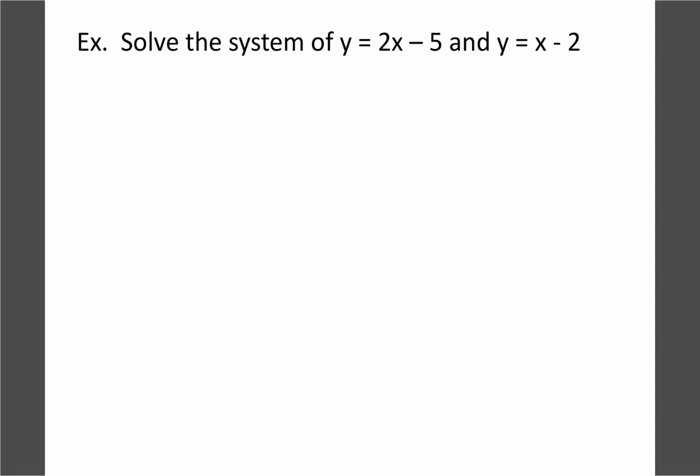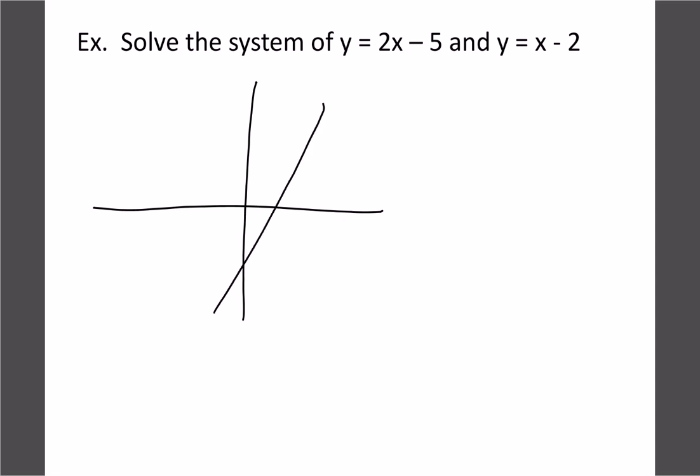Okay, so let's do a few more of these. We want to graph y equals 2x minus 5. Same thing: on your calculator, just type in y equals 2x minus 5, hit graph, and then graph your second equation, y equals x minus 2. And in this case, once you graph them, we get one intersection point.